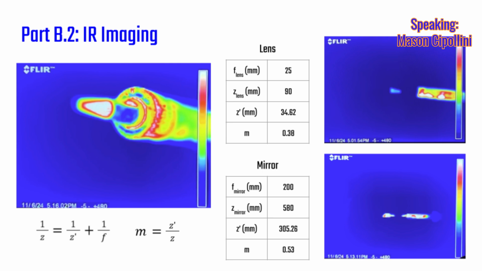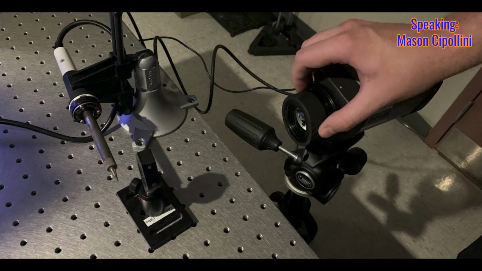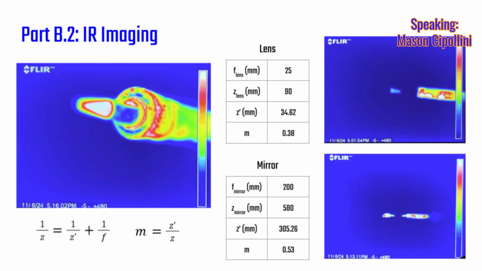For Part B2, we used the IR camera to make observations of a pair of optical components imaging a hot soldering iron. We first found the focal length of the lens by placing it close to the soldering iron until the image was focused with the camera at infinity.